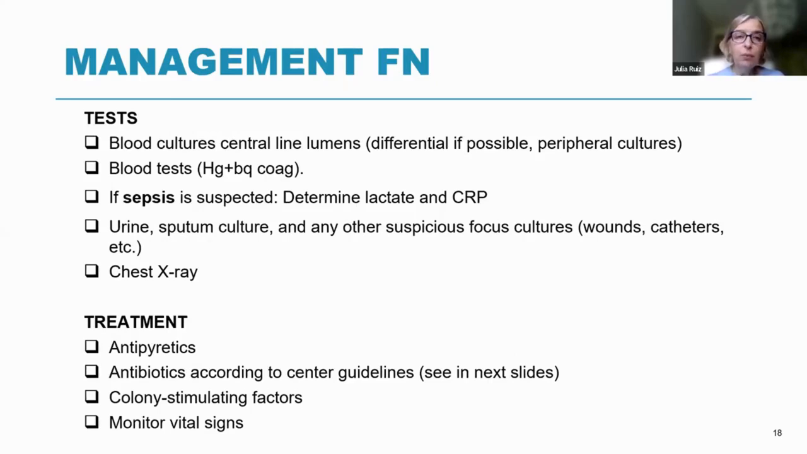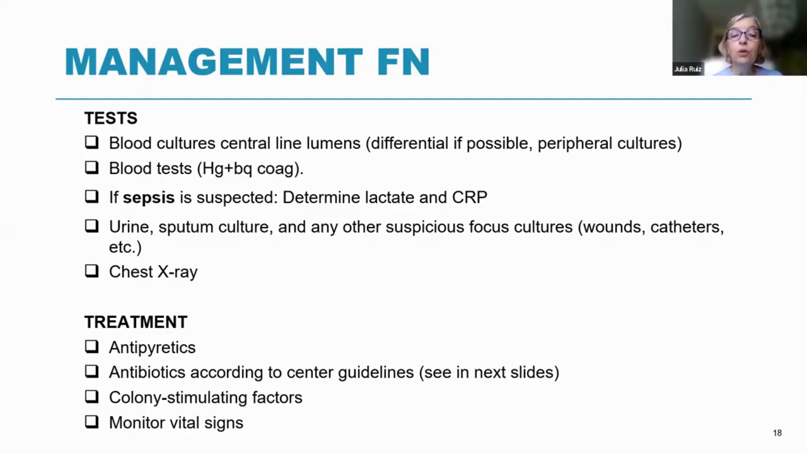As tests, what is very important for us to do? These are the blood culture of the central line lumens, all of them if possible, and we should also do the peripheral cultures of the peripheral veins. This is going to help us test which is the origin of the infection. Also, blood tests as asked for, and if sepsis is suspected, we should determine lactate and CRP.